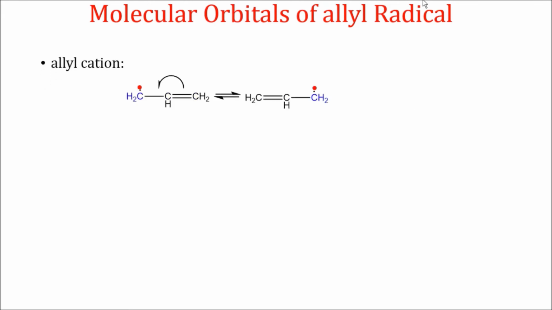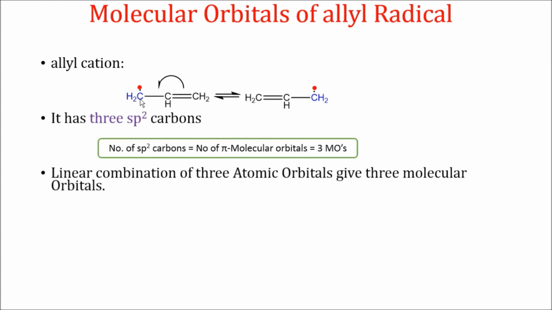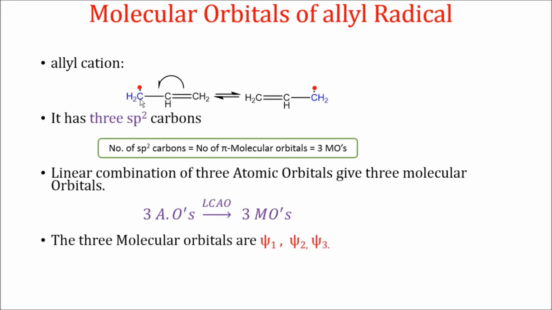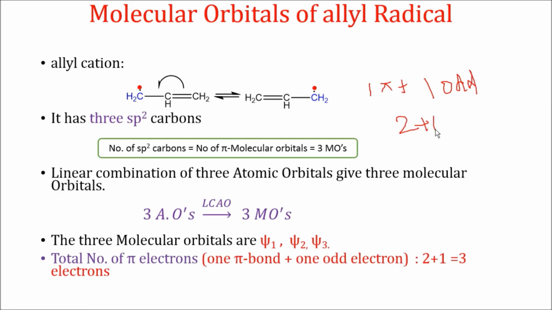So this is the allyl radical. We know that this allyl radical also undergoes sp2 hybridization. Therefore 3 sp2 carbons are there, and 3 molecular orbitals are present, Psi1, Psi2, Psi3. Here we have 1 pi bond plus 1 odd electron. So the pi bond has 2 electrons plus 1 odd electron. So the total is equal to 3 electrons. That means in allyl radical we have 3 pi electrons.